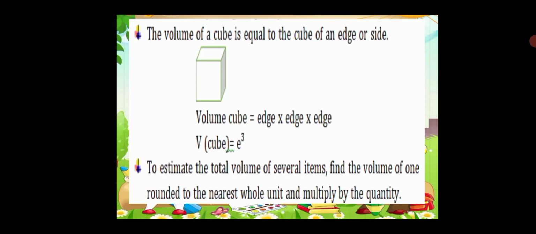To estimate the total volume of several items, find the volume of one, round to the nearest whole unit, and multiply by the quantity.